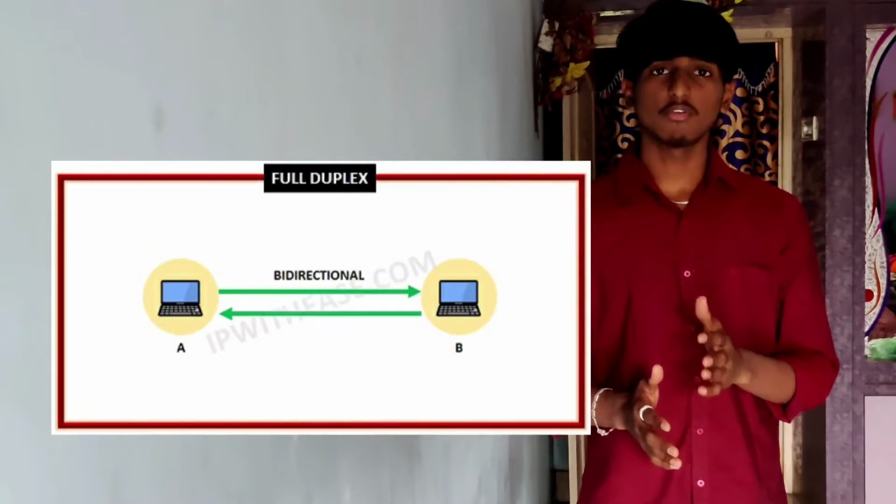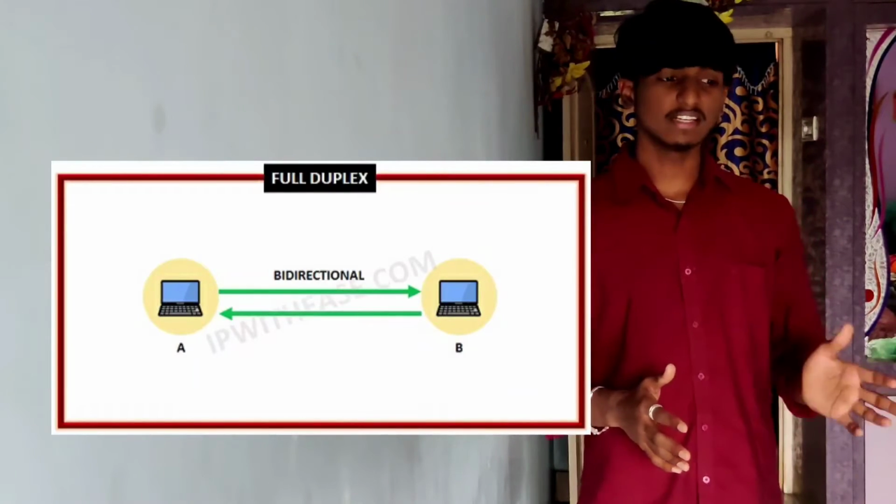And the last one is full duplex. In this process, the sender and the receiver both can send data simultaneously. For example, Facebook or Snapchat or Instagram, all the social media are full duplex only.